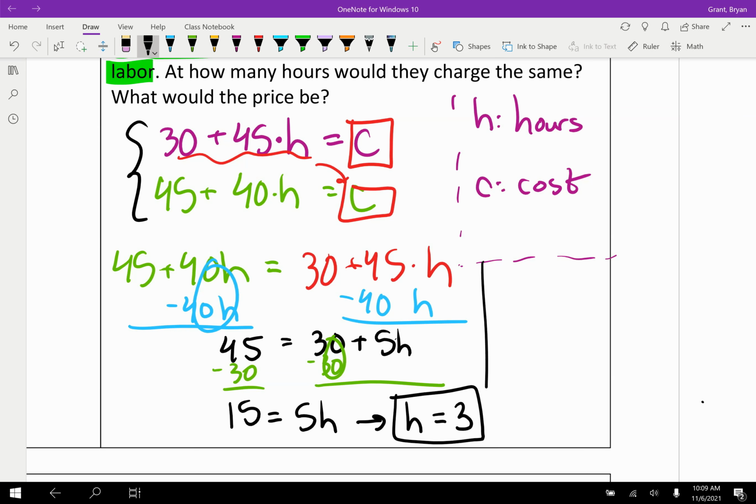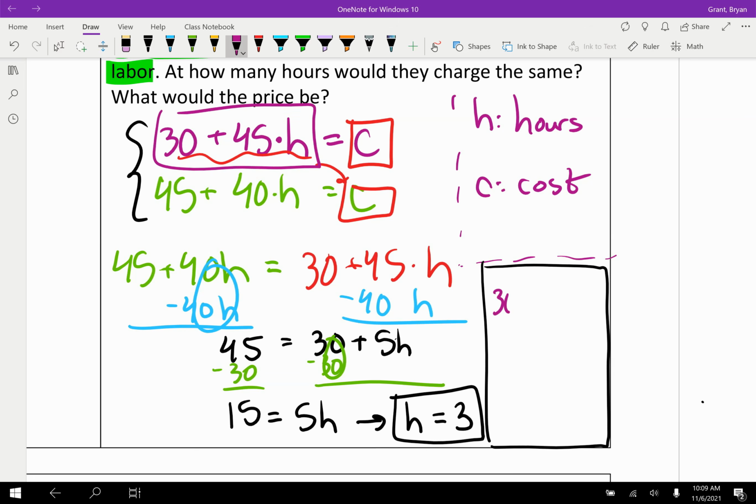What is the price? Well, that's our back substitution piece. To find the actual price, I'll just use this purple one up here. 30 plus 45 times the 3 that we found will be the total cost. Okay, that gives us 30 plus, let's see, 45, 90, 135. And so that tells us our total cost will be $165.